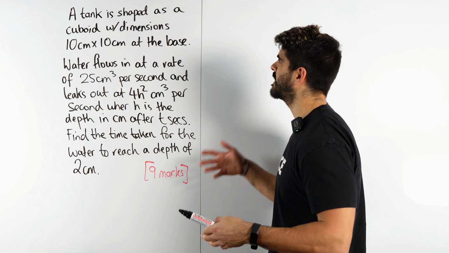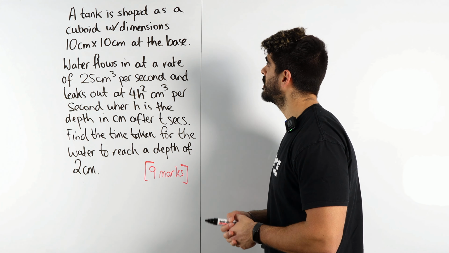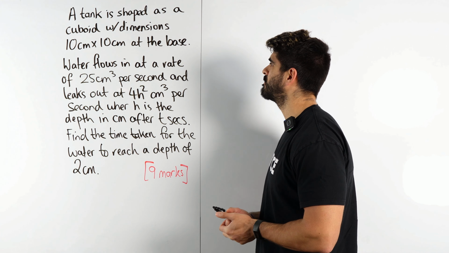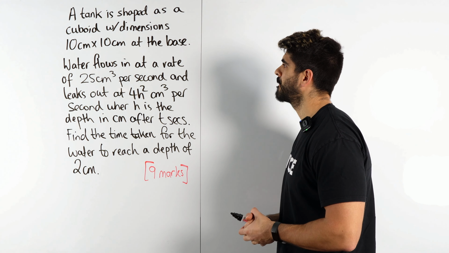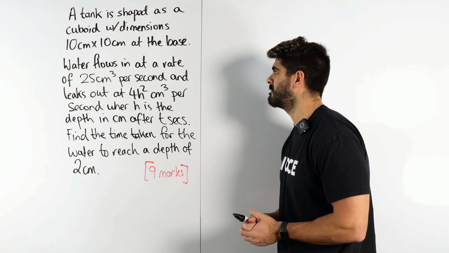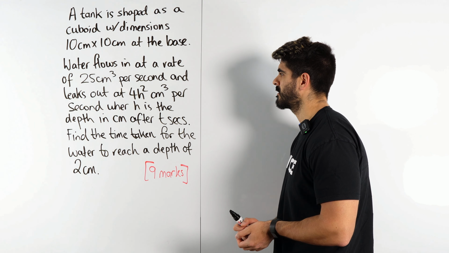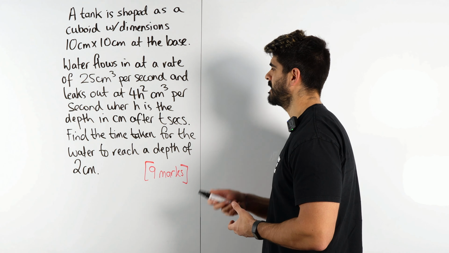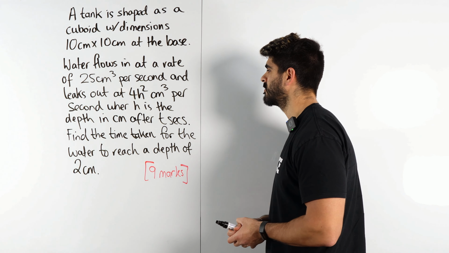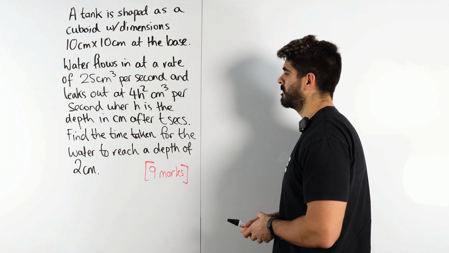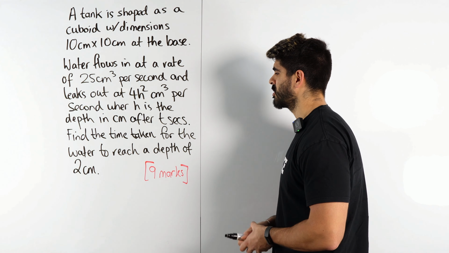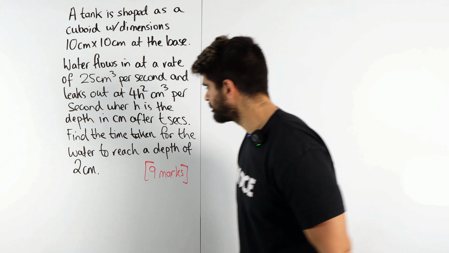So we're catching up. A tank is shaped as a cuboid with dimensions 10 centimeters by 10 centimeters at the base. Water flows in at a rate of 25 centimeters cubed per second and leaks out at 4h squared centimeters cubed per second, where h is the depth in centimeters after t seconds. Find the time taken for the water to reach a depth of 2 centimeters.